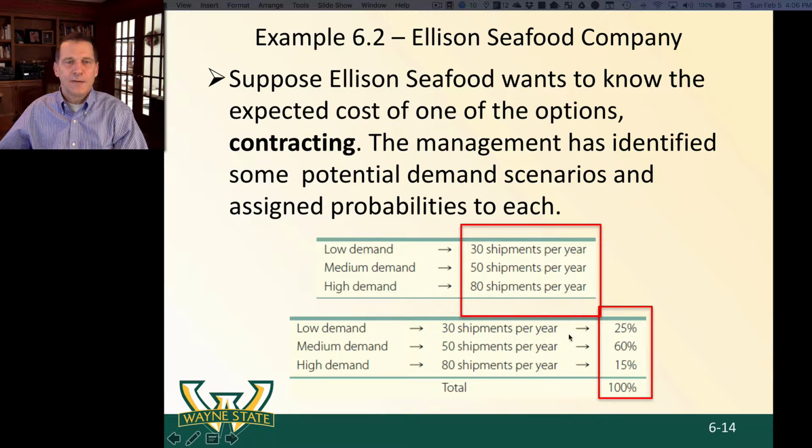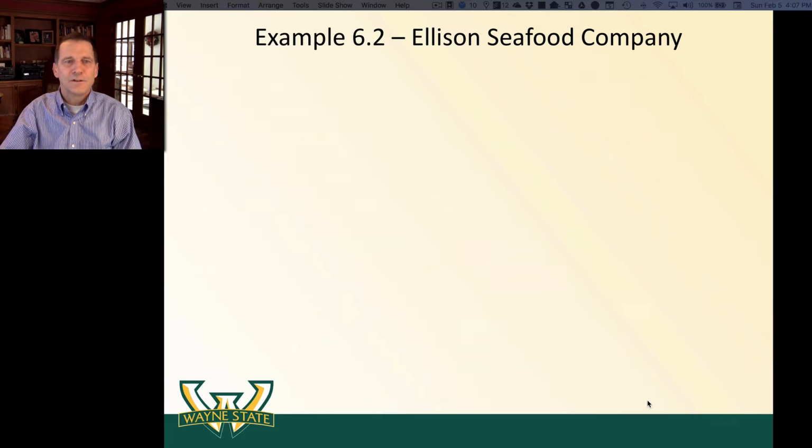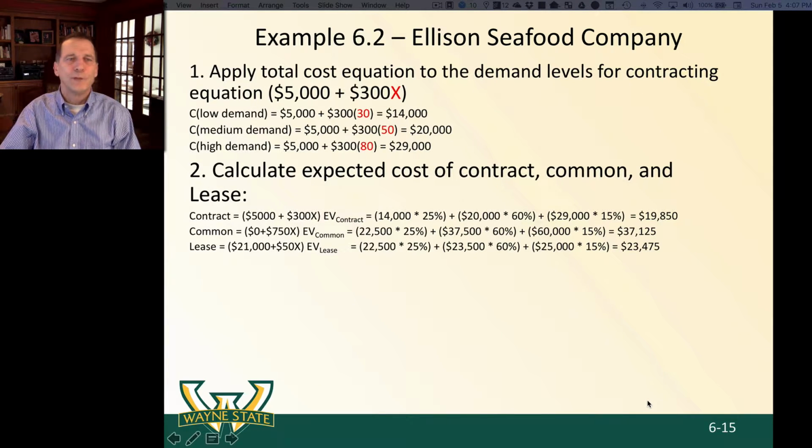Low demand, 25% probability. This is a key point, this 25%. Medium demand, 60% probability. High demand, 15%, a very low probability. It's out there, but it's a low probability. These must equal 100% or the model doesn't work. All right, so we have to have 100% probability overall. And let's look at how we could turn that into a formula now.